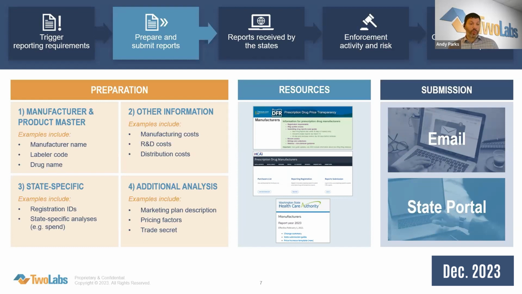Speaking of states, the third bucket is state-specific information. These are elements that are really only required for certain states and potentially not used elsewhere. Some of the things could be straightforward, such as registration IDs that you'll get assigned to you as you register with the states. Other states do have some specific analyses they'll ask you to perform.